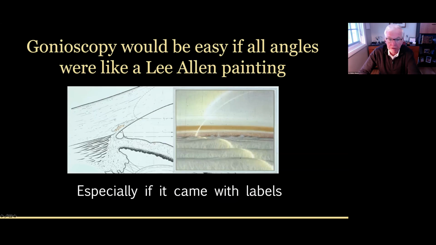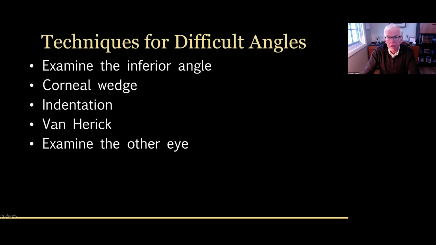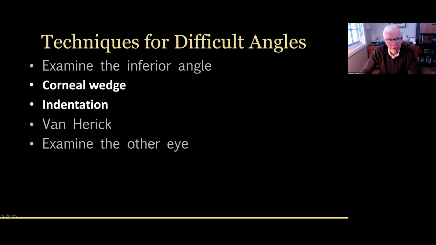And so the thrust of what we're going to talk about today is what to do if the view is difficult. And so I'm going to talk about these five techniques, but really want you to leave here this hour trying the corneal wedge. Some people call this the parallelopiped. I could never spell that, so I call it the corneal wedge because that's what Lee Allen called it, and indentation gonioscopy or dynamic gonioscopy.